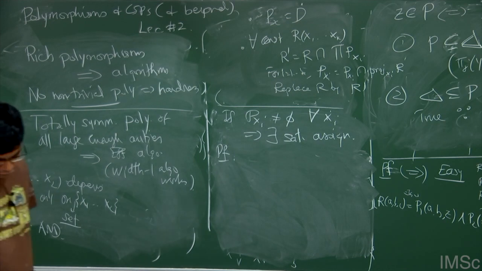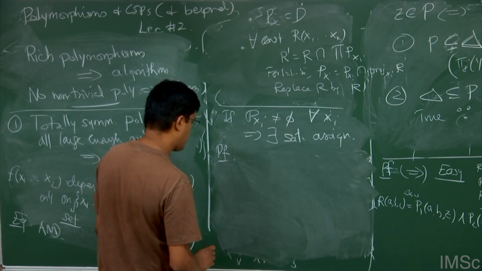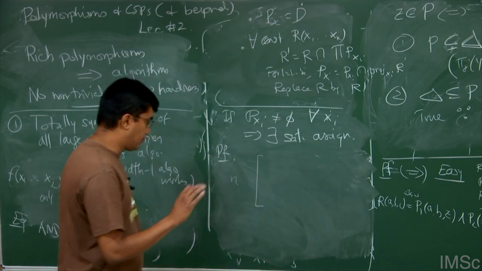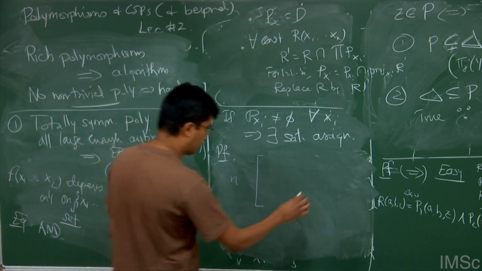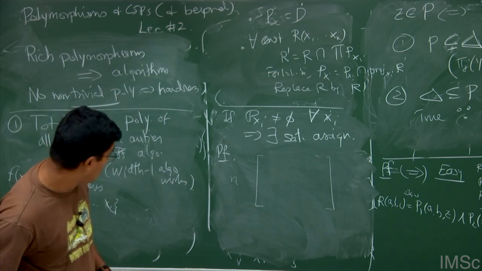So, how are we going to do this? What I am going to do is fill a large number of... I have to use the polymorphism somehow.